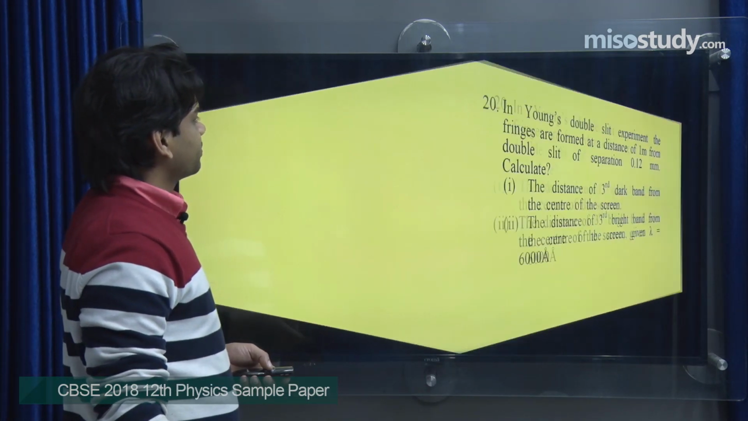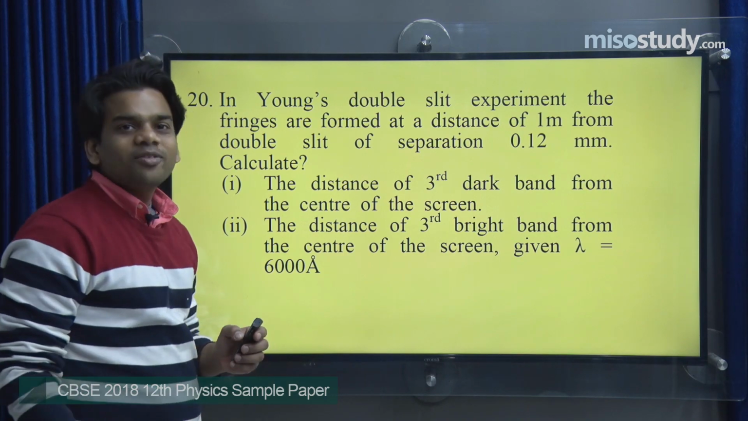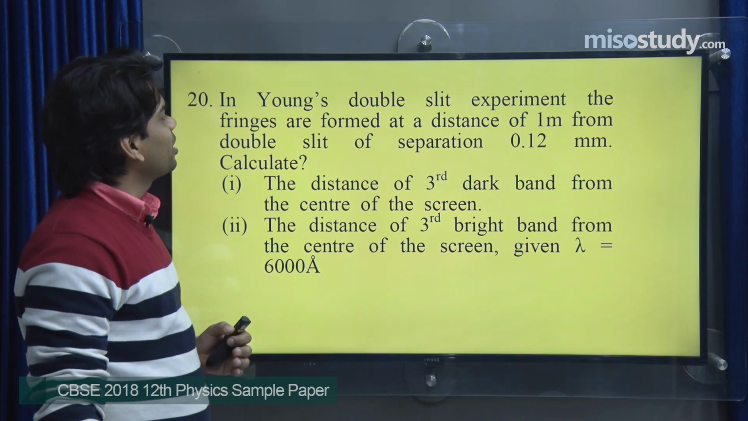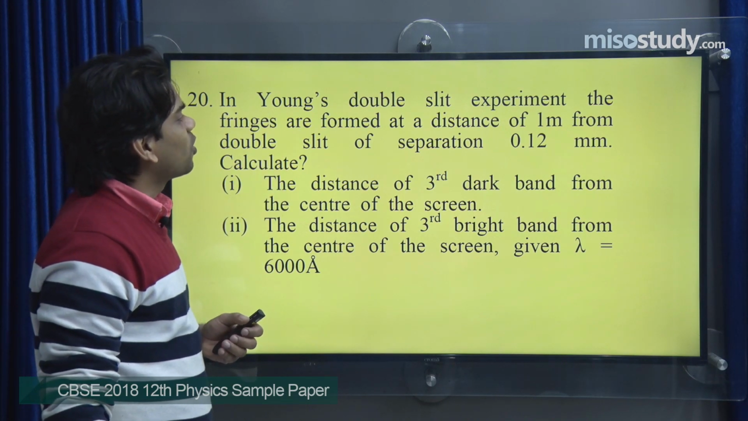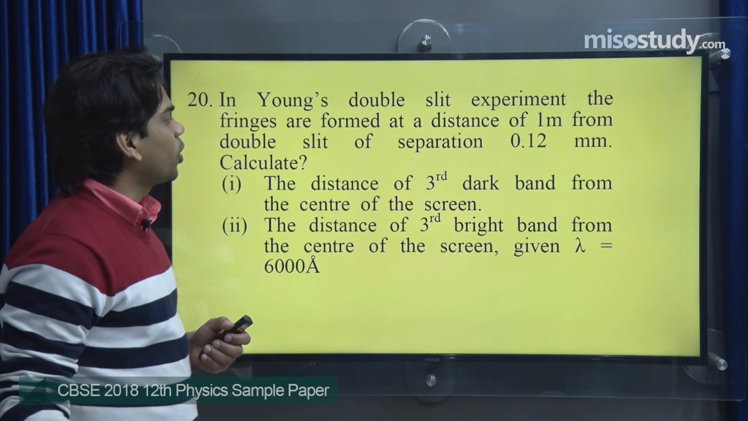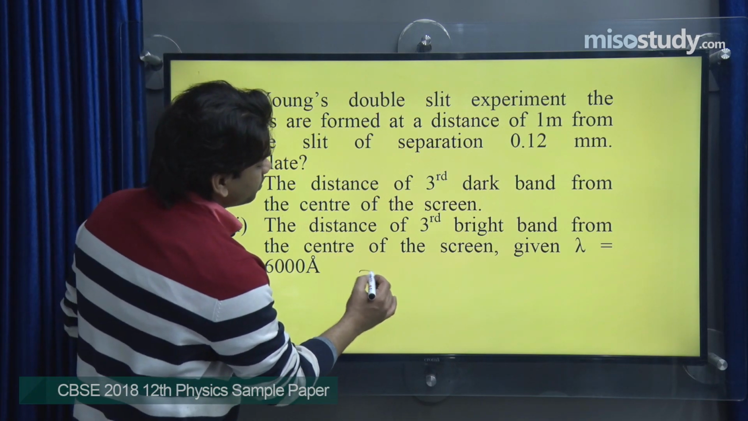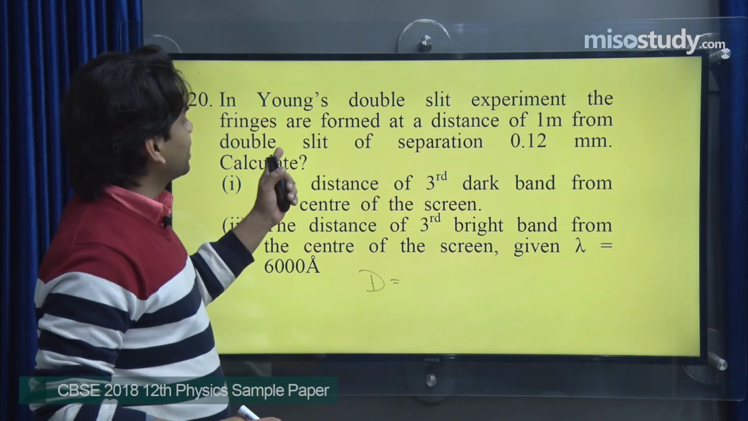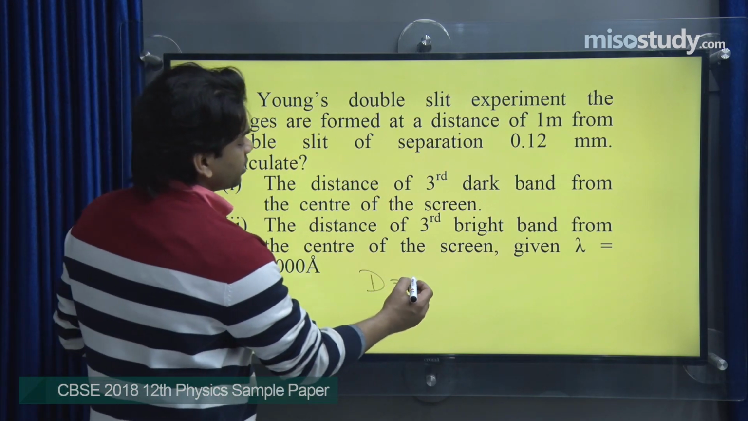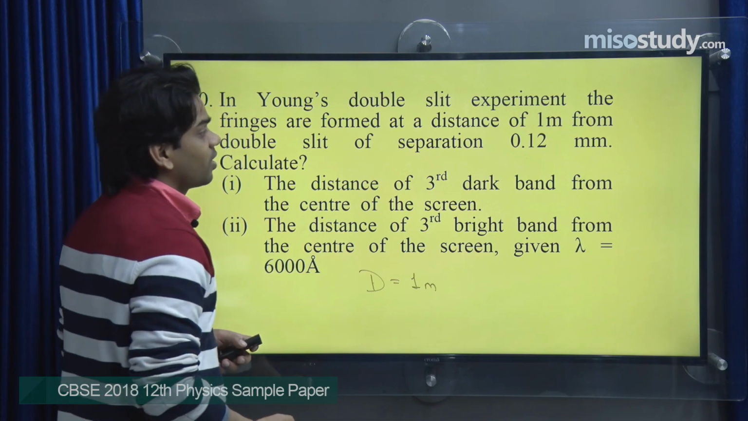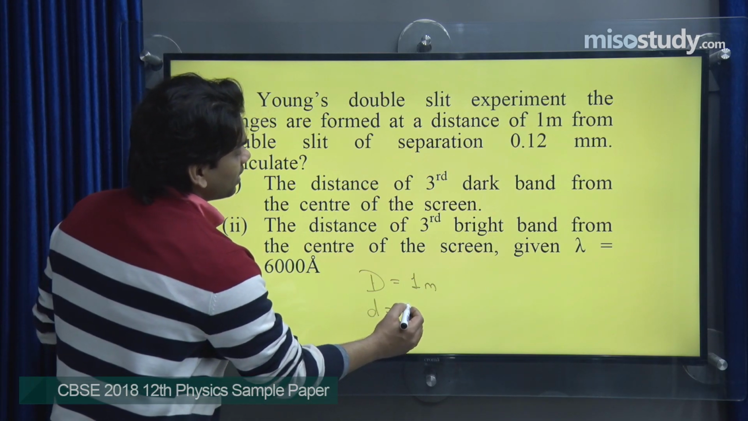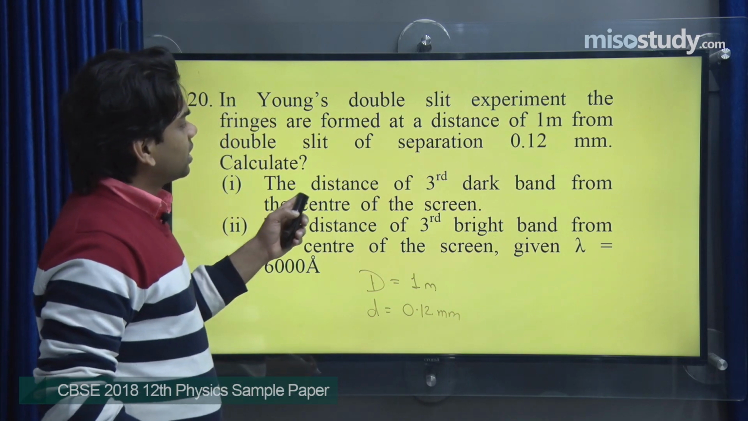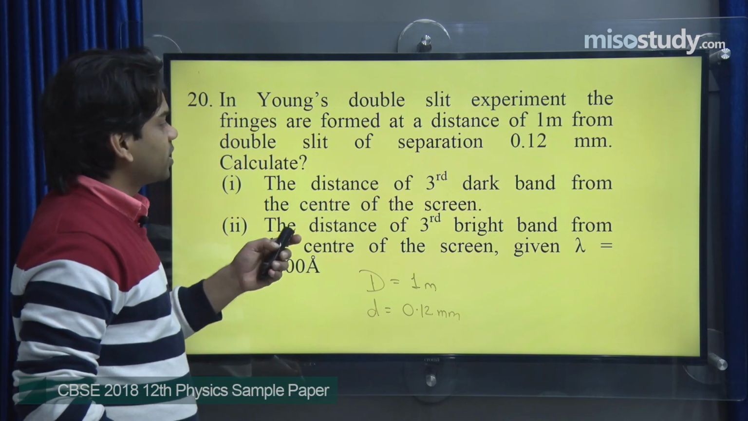Next, now we have Young's double-slit experiment. Now we have come to the wave optics. In Young's double-slit experiment, the fringes are formed at a distance of 1 meter from double slit of separation 0.12 mm. So we are given distance of screen from the slits as 1 meter. So capital D is 1 meter and small d is given as 0.12 mm. Find the distance of third dark band from the center of the screen.